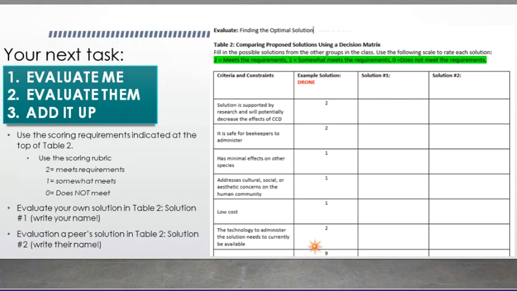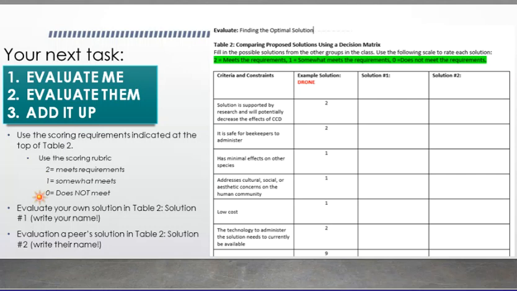So for example, we have all of the criteria and constraints that were given to you at the beginning of the assignment, and basically we scored her solution based on each criteria and constraint. So if you look at it, the scoring requirements are at the top up here. We highlighted it. So if it's a 2, that means it meets the requirements well. If it's a 1, that means maybe kind of, sort of meets the requirements. And if it's a 0, it means it does not meet the requirements.